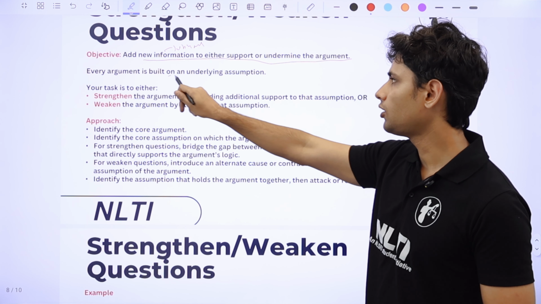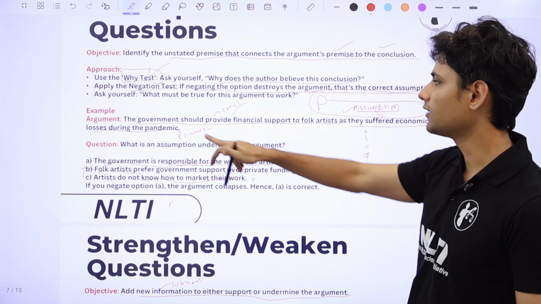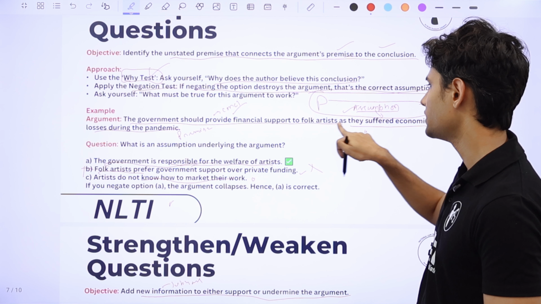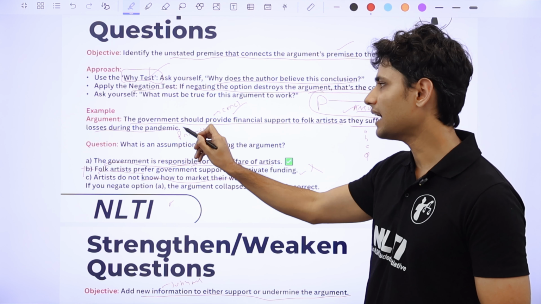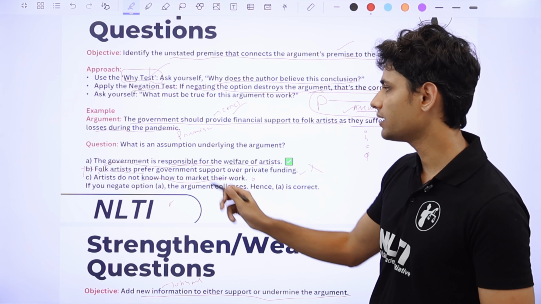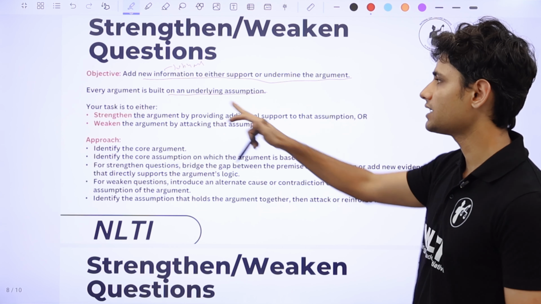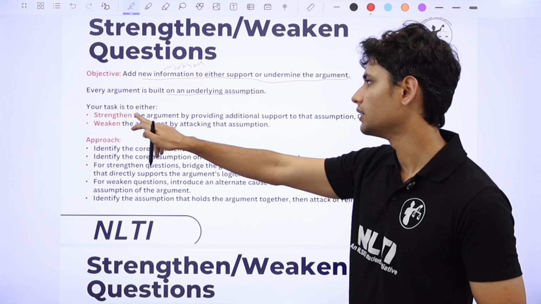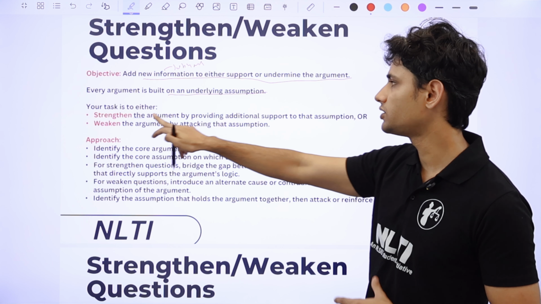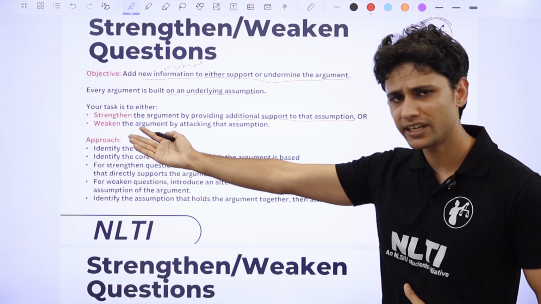Every argument is built on an underlying assumption. We just saw that here: the argument is that the government should provide financial support to folk artists because they suffered pandemic losses, and the underlying assumption was that the government is responsible for their welfare. So every argument has an underlying assumption. Our task in these questions is to see how that is being strengthened by providing additional support to that assumption. Those are the strengthening type of questions.